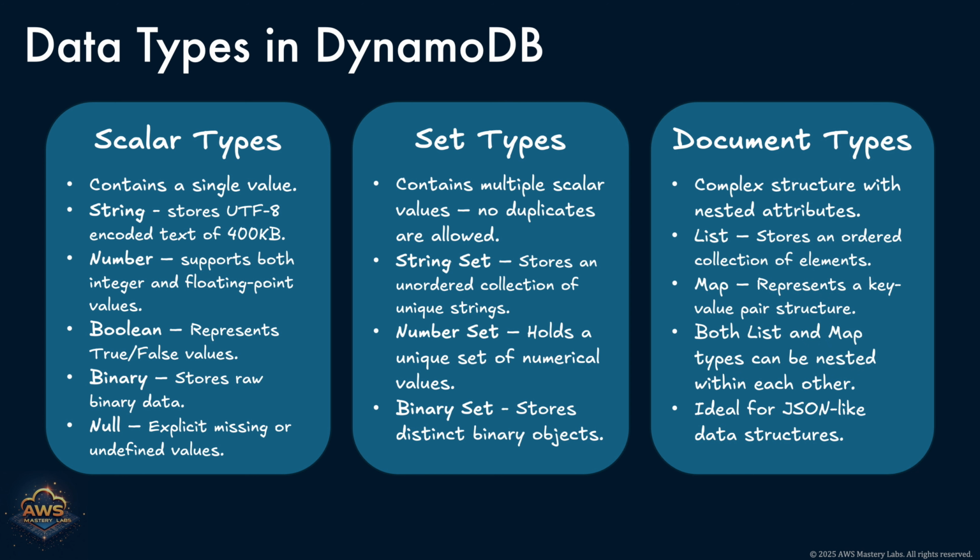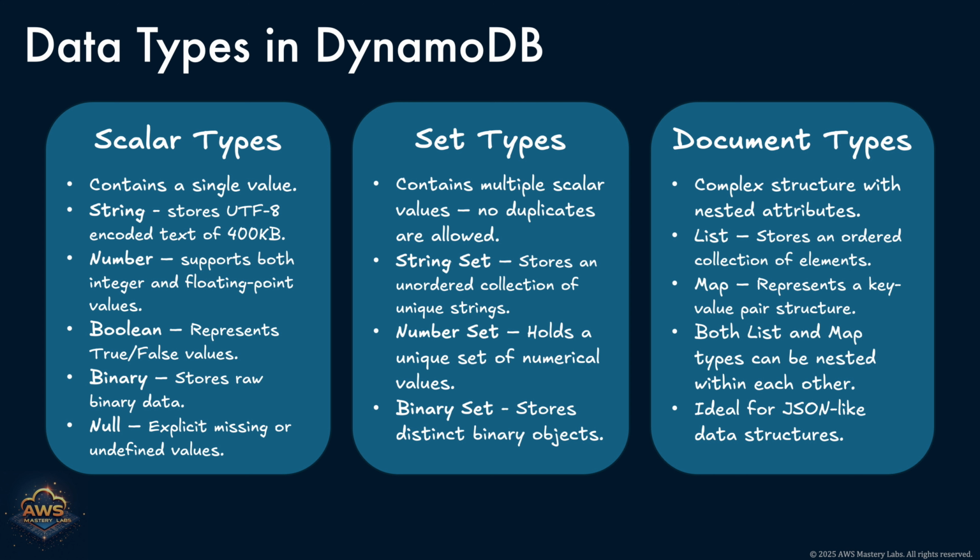DynamoDB's document types are ideal for applications that deal with nested, hierarchical, or semi-structured data. These types allow developers to model complex relationships directly within a single item, eliminating the need for multiple tables or relational joins. The two primary document types are list and map, both of which provide flexible, JSON-like data structures.